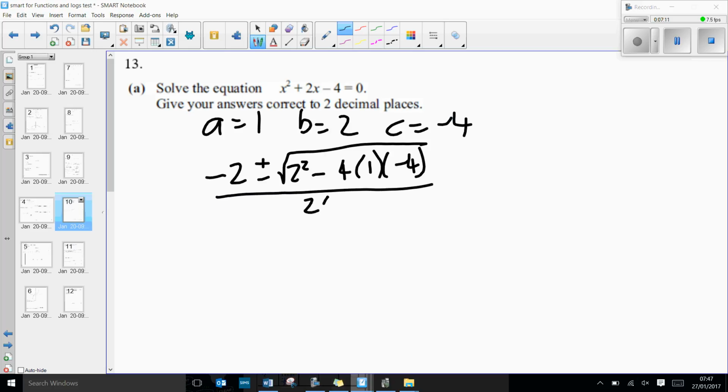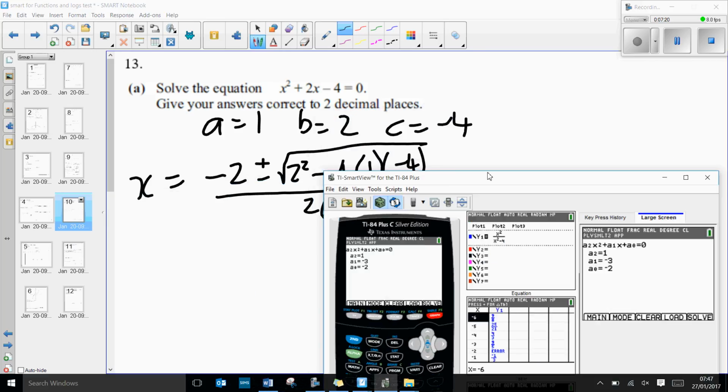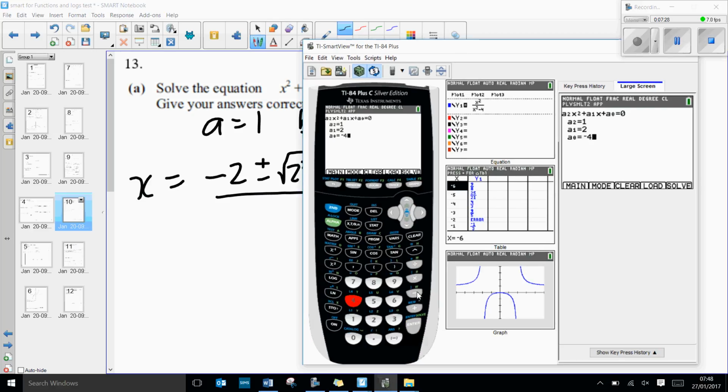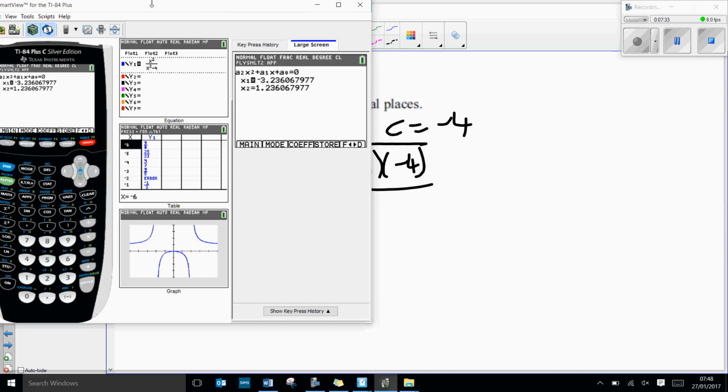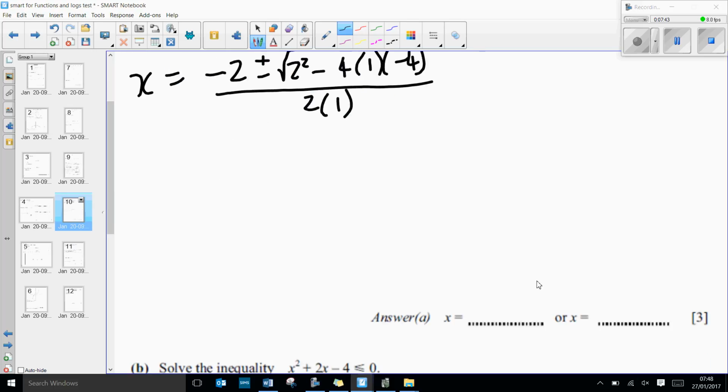So that should be enough to show you working, and now we're going to put those values of 1, 2 and -4 in. Hit solve, and there are 2 solutions. So remember, we're rounding to 3 significant figures, so this is -3.24 or 1.24.